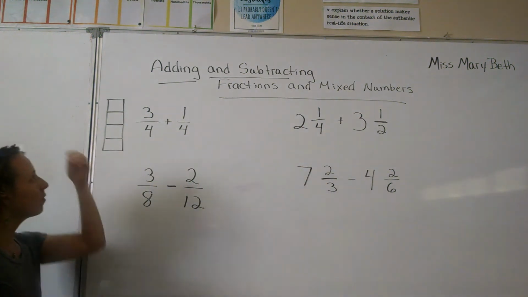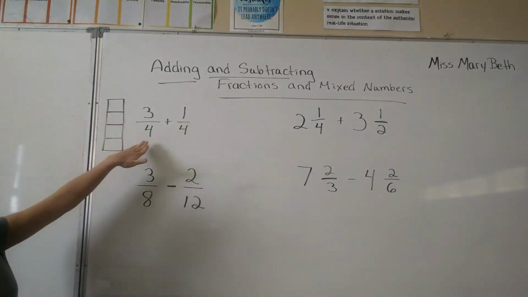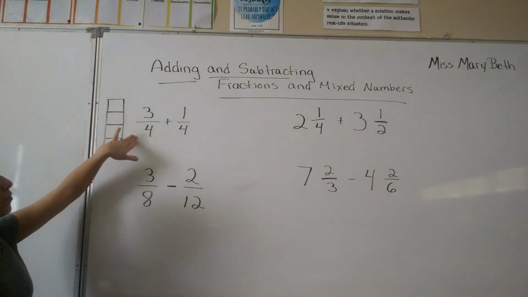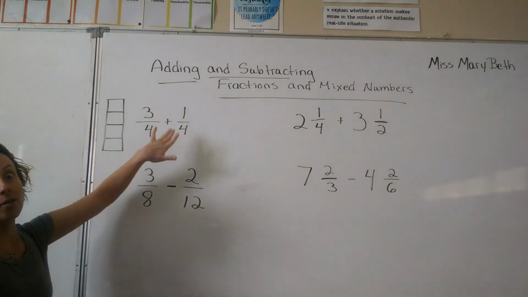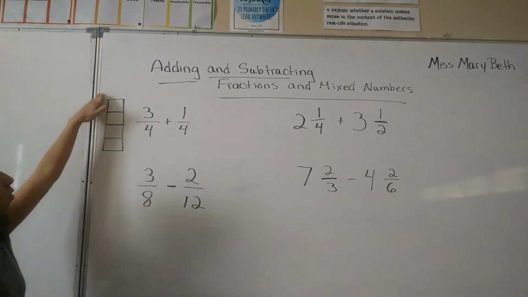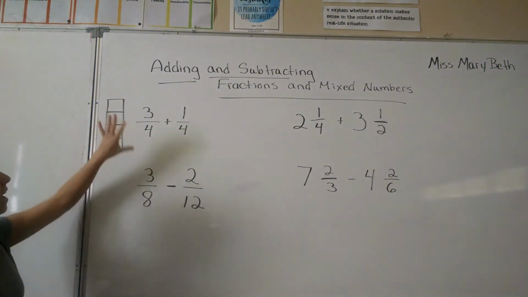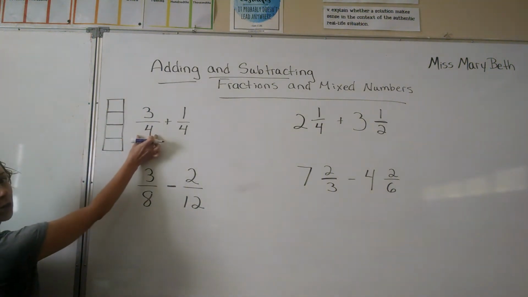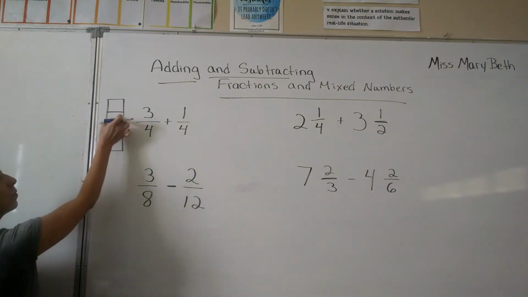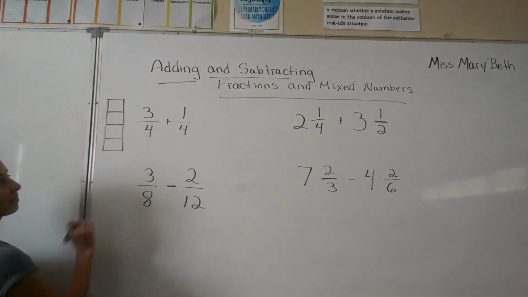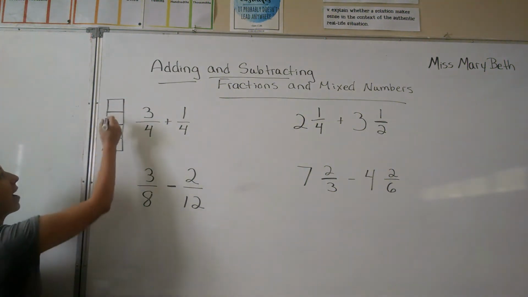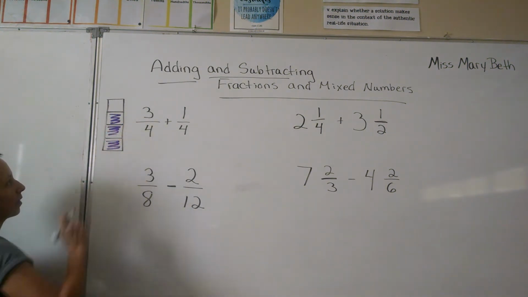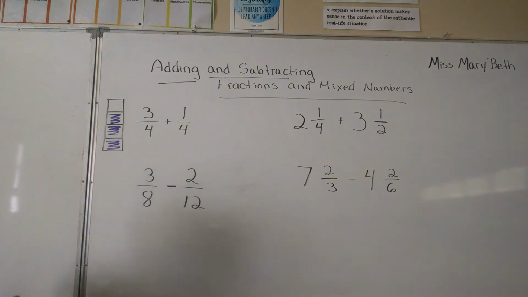Okay, here we go. Adding and subtracting fractions. Let's start by just adding some fractions here. I have 3/4 and I'm adding 1/4. Here's my whole thing. And I'm going to begin with 3/4 of it. The 4 means it's cut into 4 equal pieces. 1, 2, 3, 4. The 3 means that right now I have 3 of those pieces. 1, 2, 3. Fair enough.